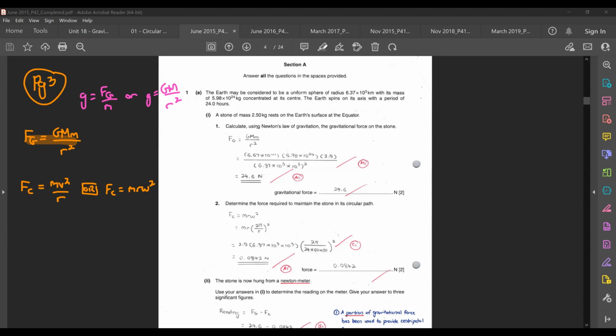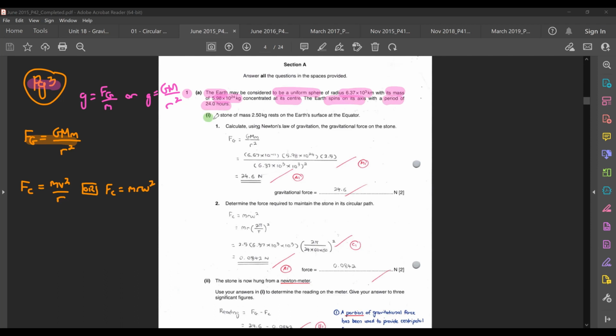So the first one that we want to look at is page 3 of your worksheet. Here, they mention that the Earth may be considered to be a uniform sphere of radius 6.37 times 10 power 3 kilometers with its mass of 5.98 times 10 power 24 kg concentrated at its center. The Earth spins on its axis with a period of 24 hours.